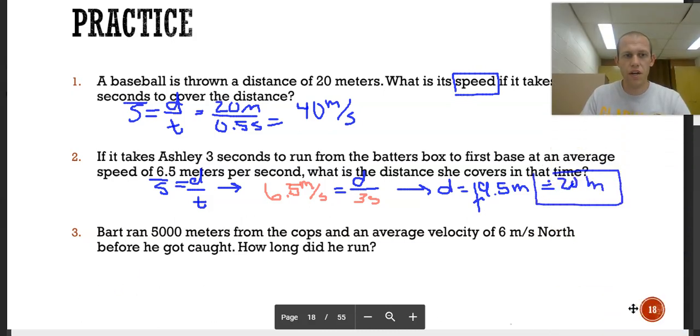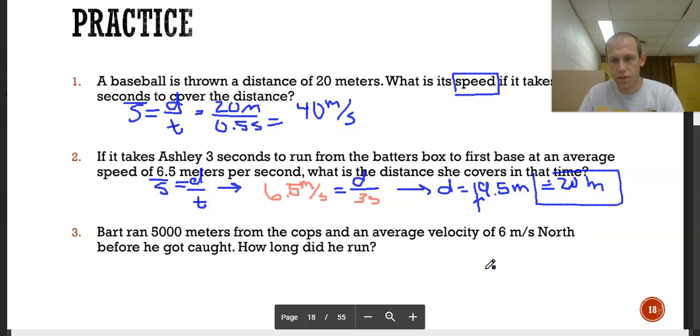All right. Number 3, Bart ran 5,000 meters from the cops and at an average velocity of 6 meters per second north before he got caught. How long did he run? So this is a velocity, average velocity. So we do need a direction when we have our answer because it is a vector quantity.